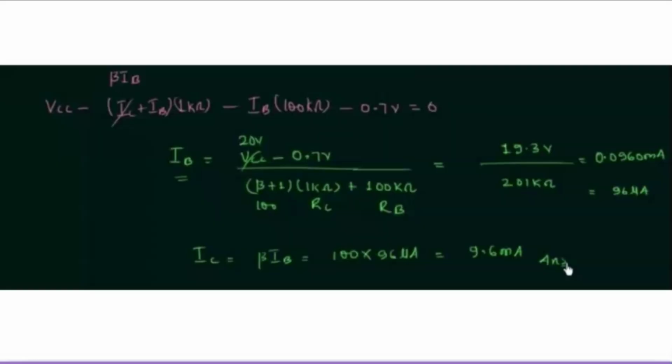So first of all we have to determine the value of IB. So उसके लिए we are going to apply KVL in the input part of the circuit.